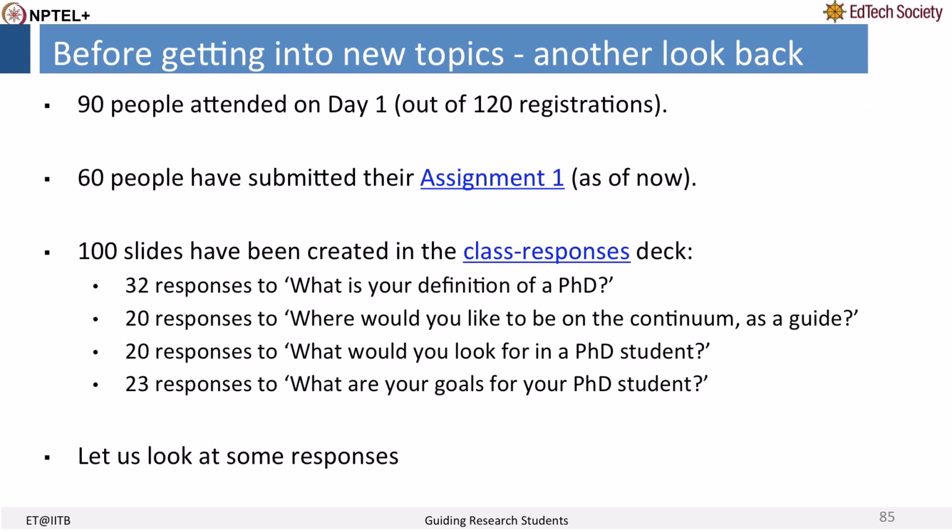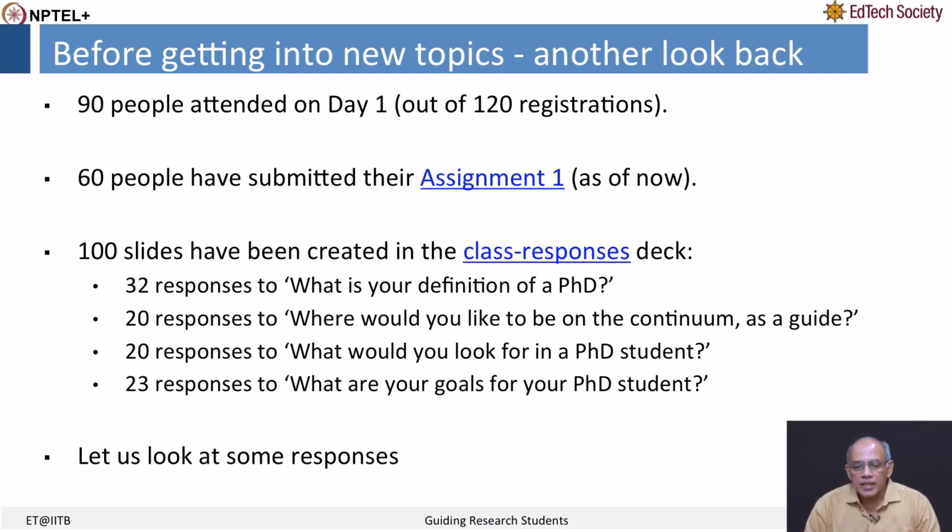Before getting into new topics, let's take one more look back. Okay, so 90 people attended day 1 out of 120 registrations and 60 people have submitted their assignment as of now. So this is a pretty good ratio. Also 100 slides have been created in the class responses deck. So there are 32 responses to what's your definition of a PhD. There are 20 responses to where would you like to be on the continuum as a guide. There are 20 responses to what would you look for in a PhD student, and 23 responses to what are your goals for your PhD student.